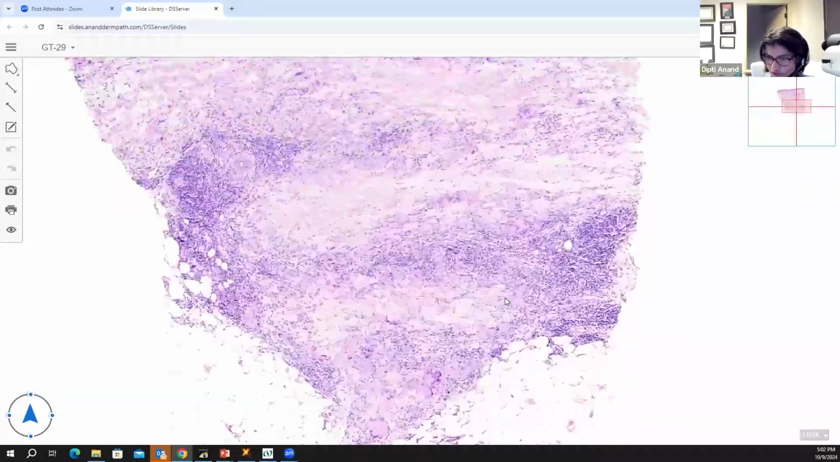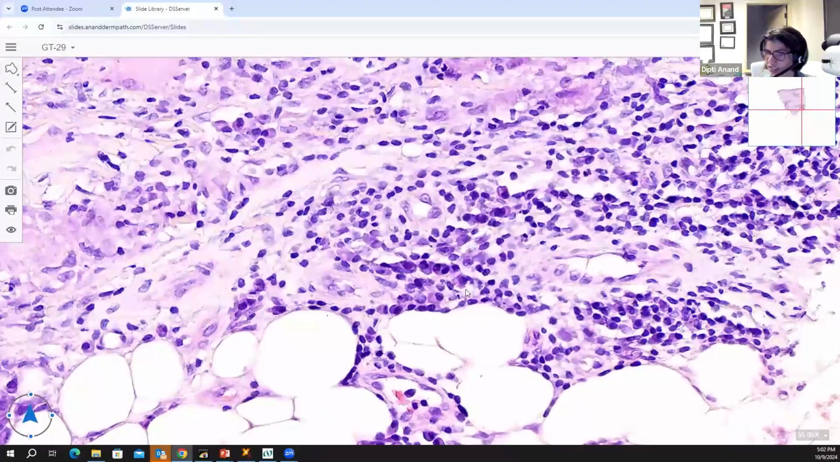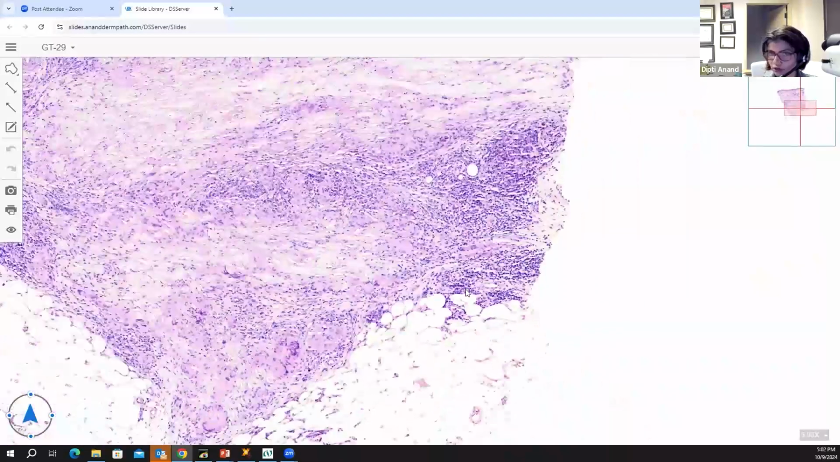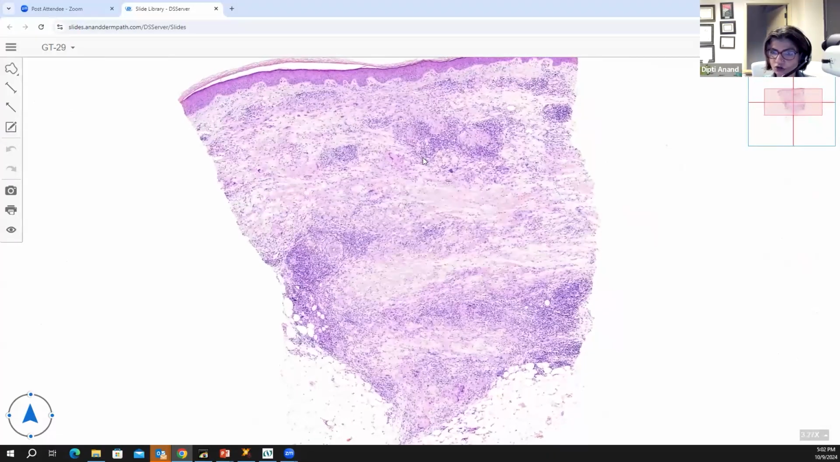And also at the junction of the dermis and the subcutaneous tissue, you will often find plasma cells, as you can see over here. So those are all good features for necrobiosis lipoidica. Now, what happens over a period of time is that this granulomatous infiltrate can die off; it will subside.